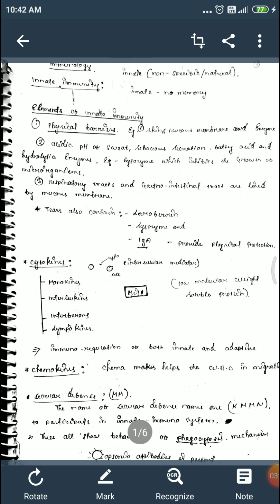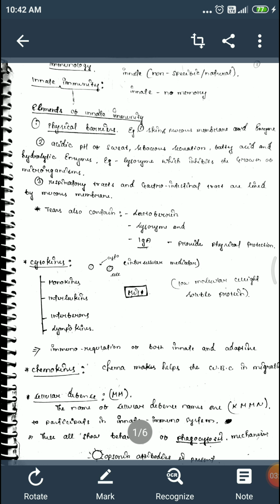Chemokines. The function of chemokines is to recruit WBCs and to guide the WBCs to their destination. It's also very important: chemokines are always related to WBCs, remember it.